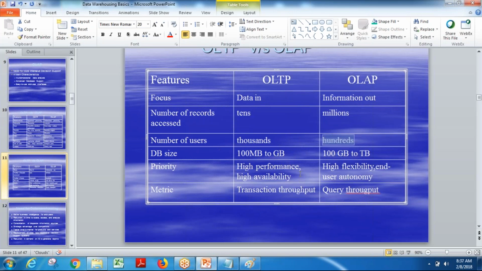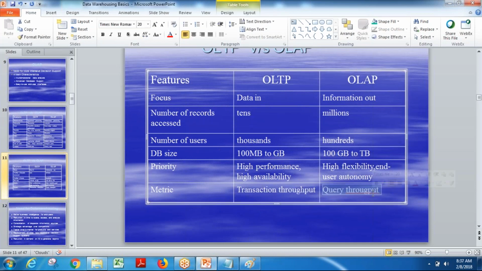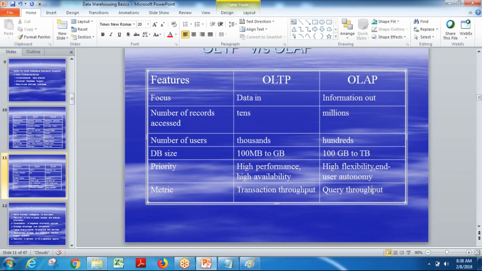And the priority is high performance. Whenever we talk about the performance of the transactional system, we always ask how much time it has taken for me to perform each transaction. Let's say we go to an ATM to withdraw money, so it's about the transaction. But when you talk about an analytical application, it's about the query throughput, right? How much time it is taking for me to generate one single report, how long it is taking for me to flash up the data in a bar graph format. Likewise, we measure the performance.